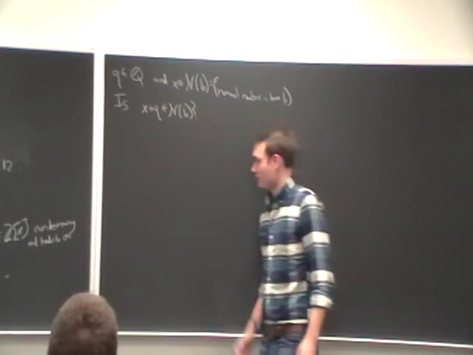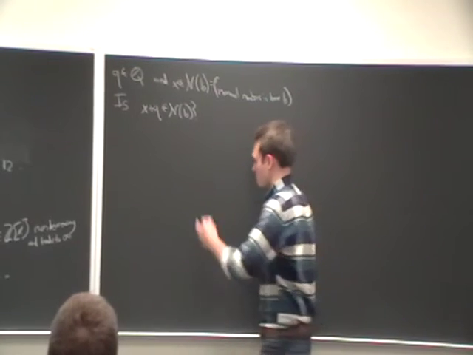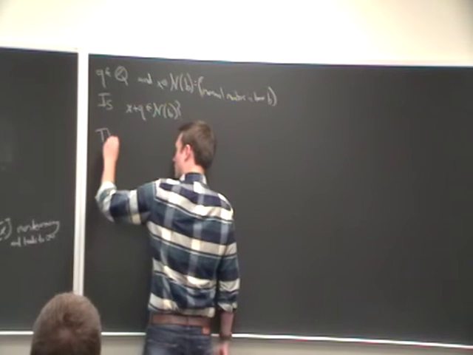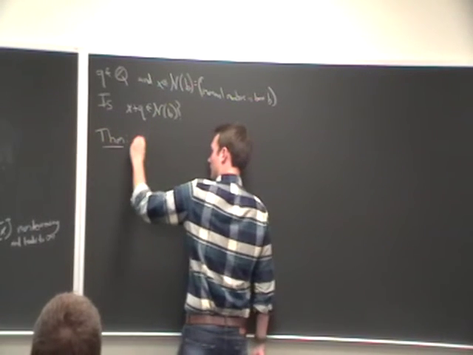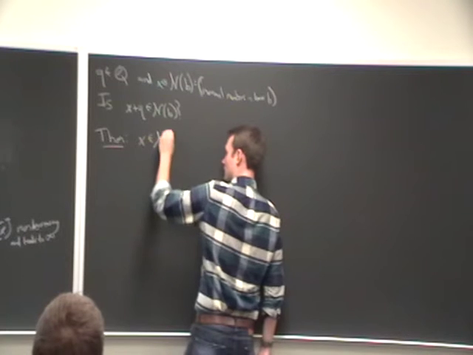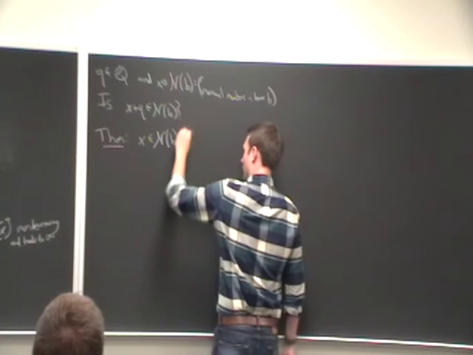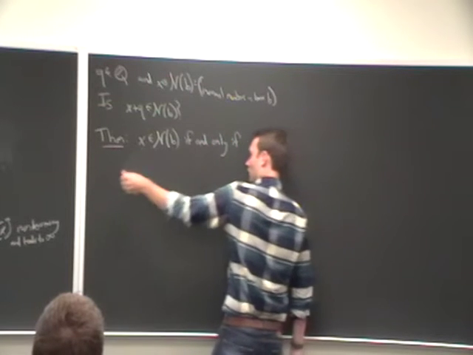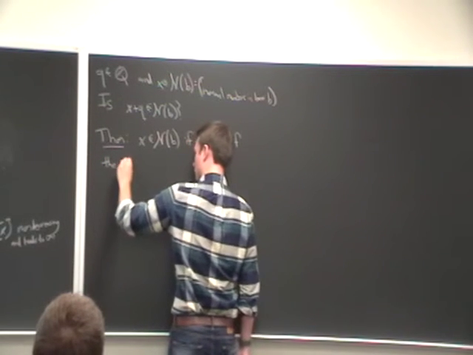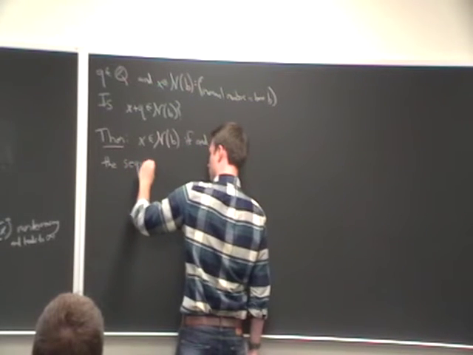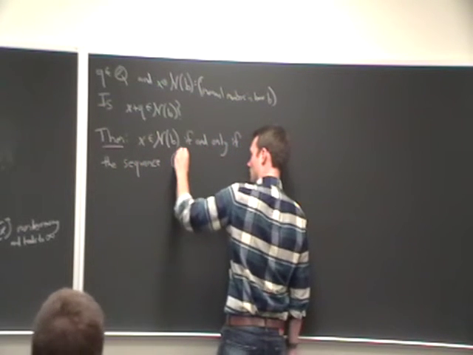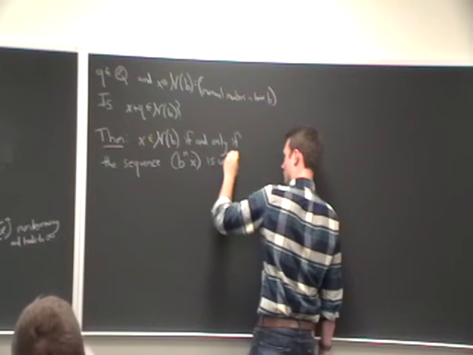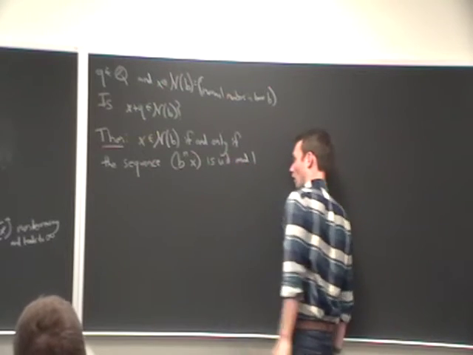So to actually prove this statement, we're going to need two theorems. They're classical results in the theory of normal numbers, and they're the following. Theorem: x is normal in base B, so it's in the set script N of B, if and only if the sequence b to the n x is uniformly distributed mod 1.